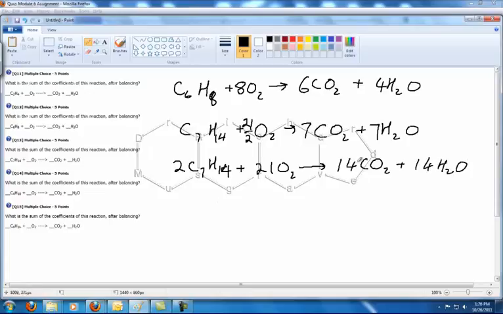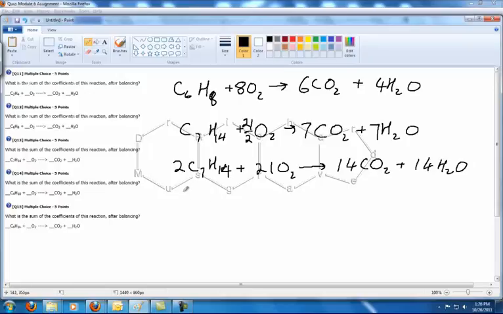Now I'll just double check and make sure everything's okay here. 2 times 7 is 14, that's 14 carbons, that's good. 2 times 14 is 28, 14 times 2 is 28. Over here we've got 21 times 2, that's 42 oxygens. Over here we've got 28, 14 times 2 is 28, plus 14, which is also 42. So you can see that one is now completely balanced.